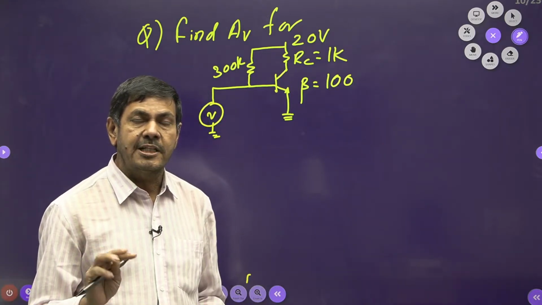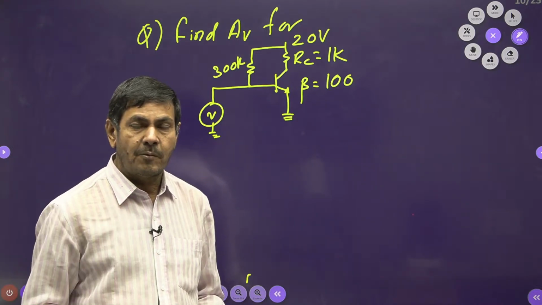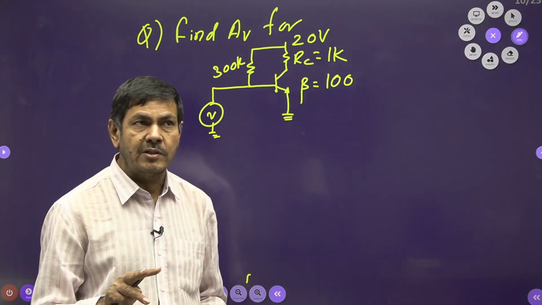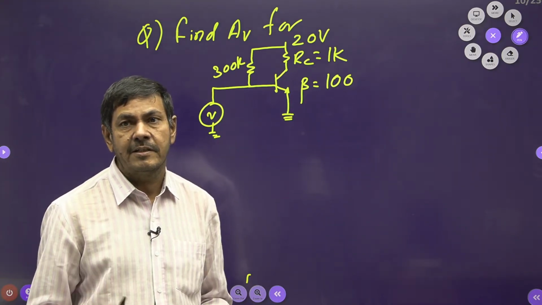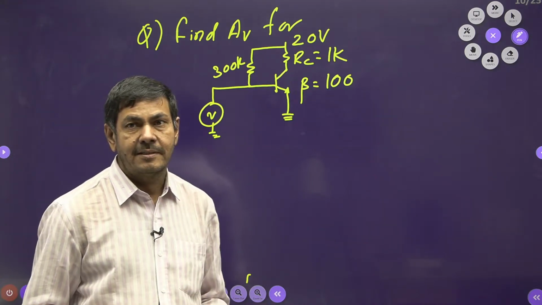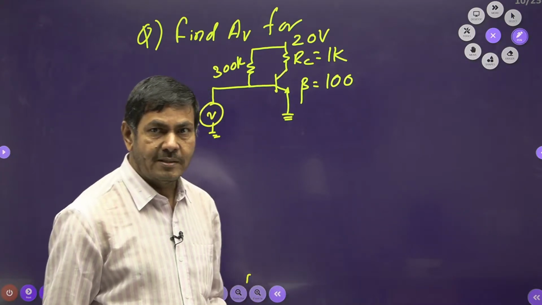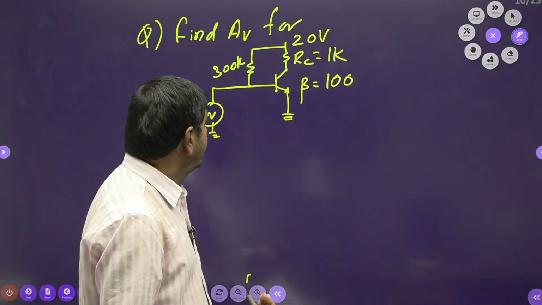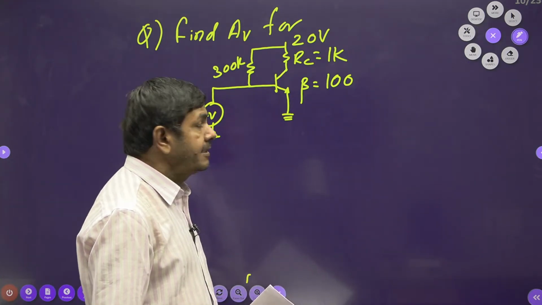If all 4 h parameters are given, use the h model. If only 2 parameters, hFE and hIE, are given, use the approximate h model. If only beta, which is hFE, is given, you can apply the re model. But the question is asking to find the voltage gain. How can we find the voltage gain?